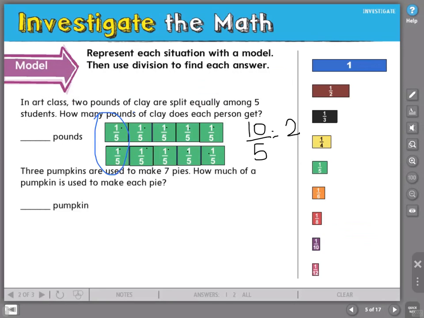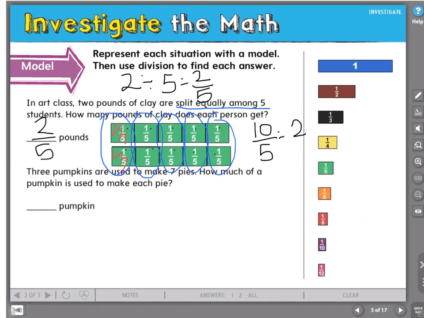So one student can get 2 fifths, another, and another. I have split these 2 pounds of clay equally into 5 groups. And how many fifths are in each group? 2 fifths. So one way to think about 2 divided by 5 is 2 fifths. 2 divided by 5 and 2 fifths mean the same thing.